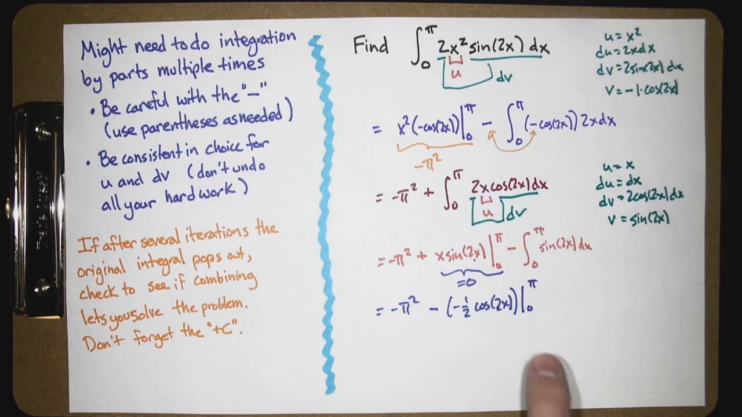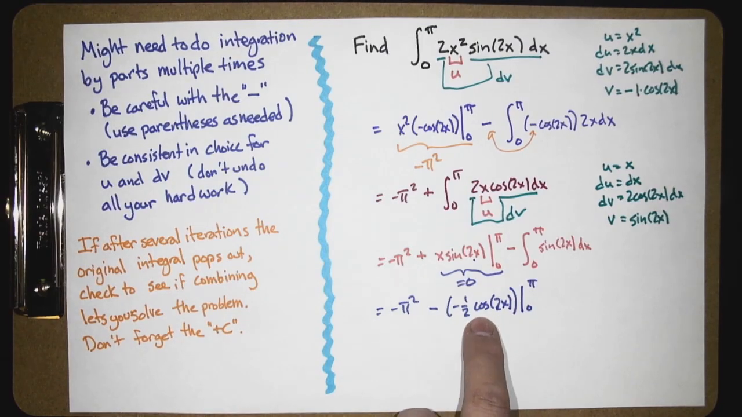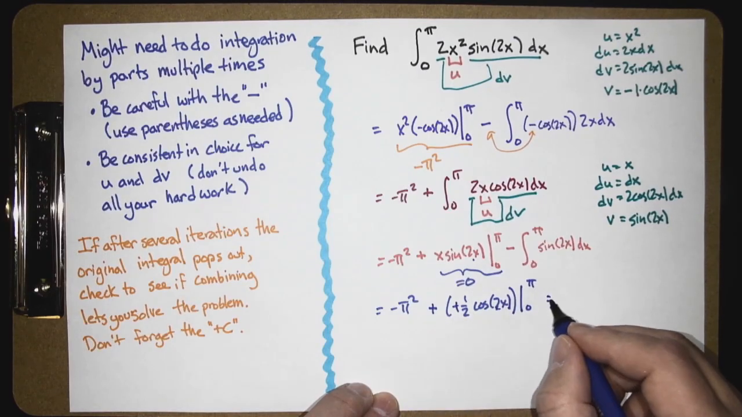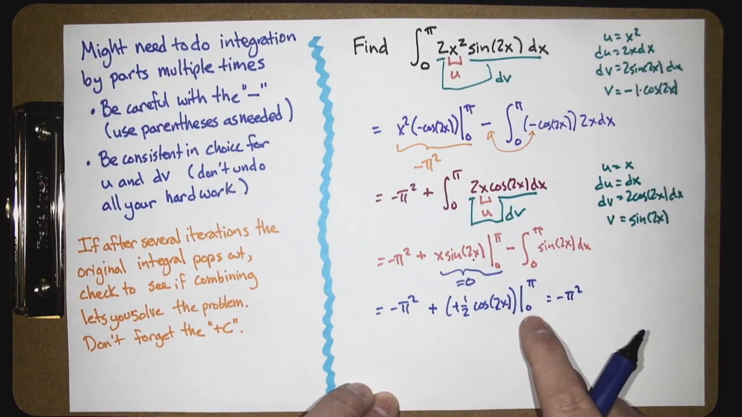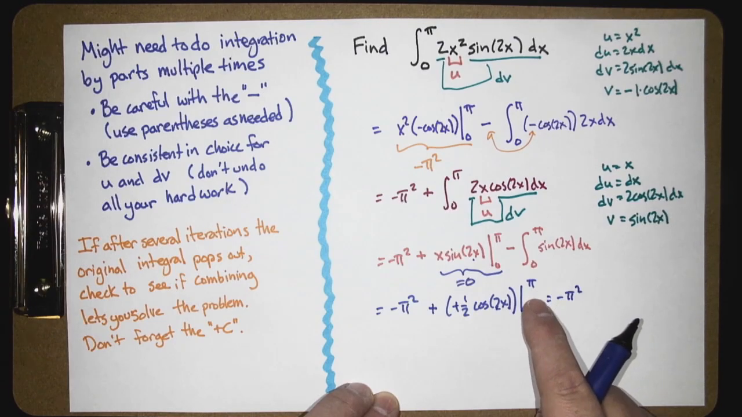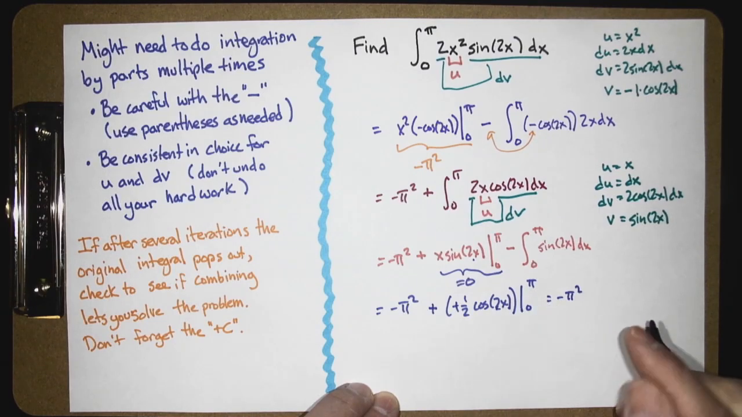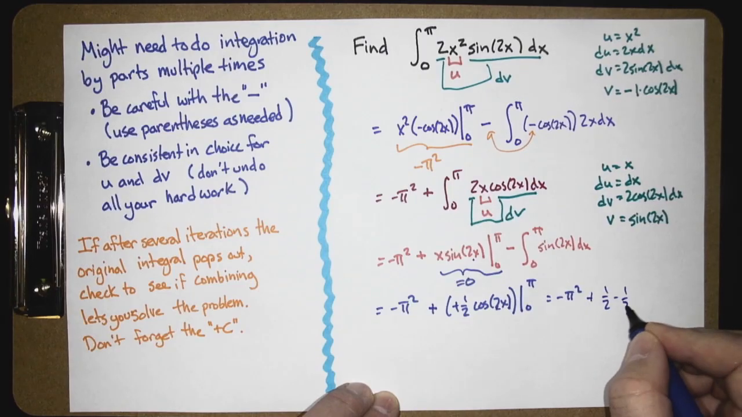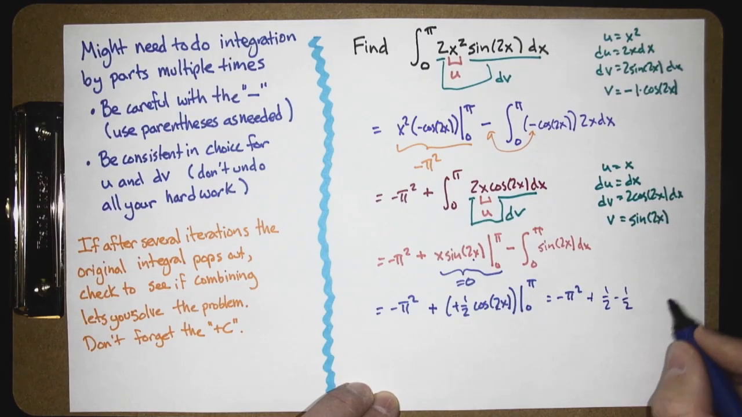When you plug in 0, what comes out? You'll get a half. When you plug in pi, what comes out? 1/2. A half. So what you get is minus pi squared plus a half minus a half, which becomes minus pi squared.